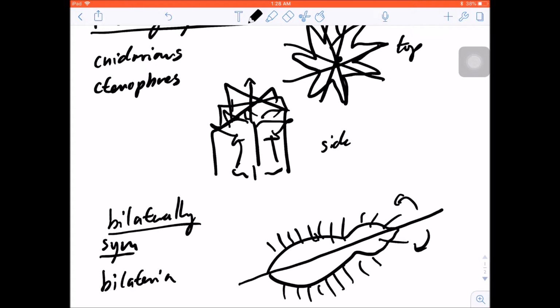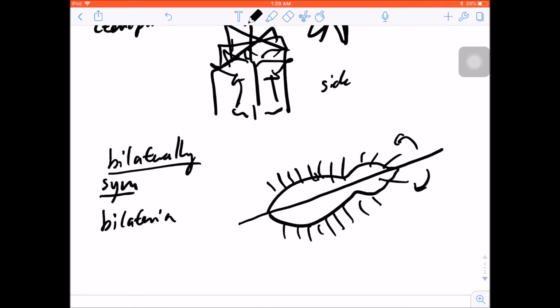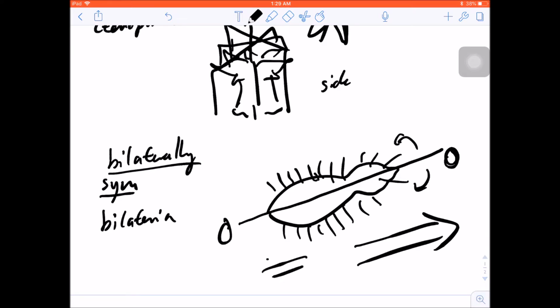The cnidarians and the ctenophores have radial symmetry, and by and large, they tend to be pretty non-active. They sit on the floor of the ocean and wait for prey to come. The jellyfish move around a little bit, but they're not particularly good at moving through their environment. That is what bilateral symmetry is good for. You have a front and you have a back, and so you can move forward or backwards in a very specific linear fashion. You become more streamlined. You're just better at moving through your environment.